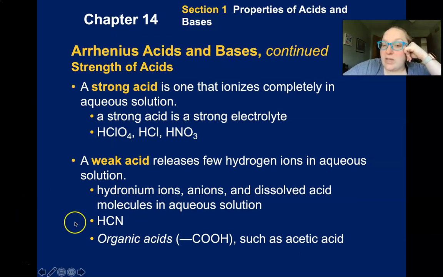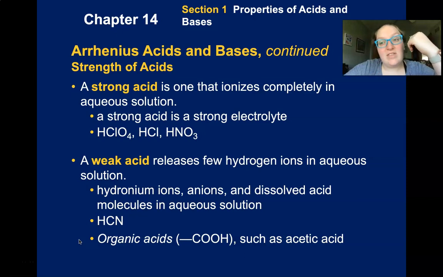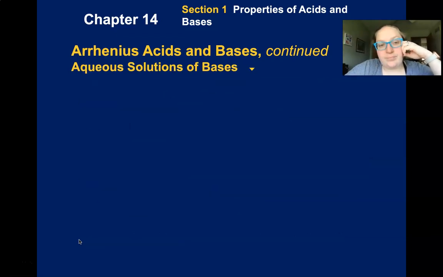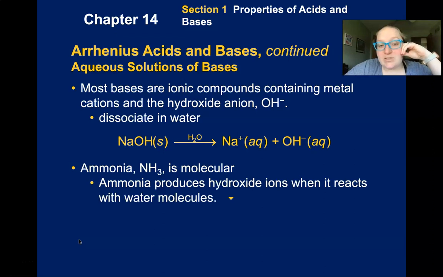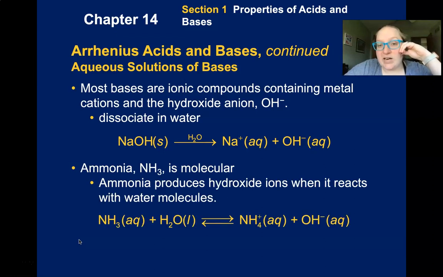And if it's a weak acid, it does not completely dissociate, which means it does not produce as much of the H plus ion. So we define strong and weak as how much of the H plus can actually be created when we do this dissociation. With bases, we're actually going to define, according to Arrhenius, how much of the OH is actually created.